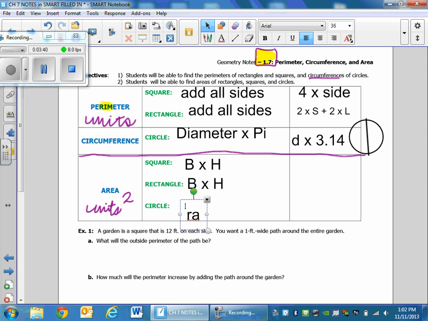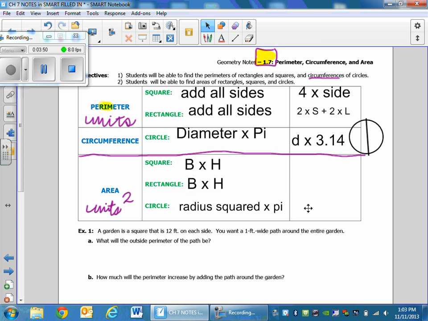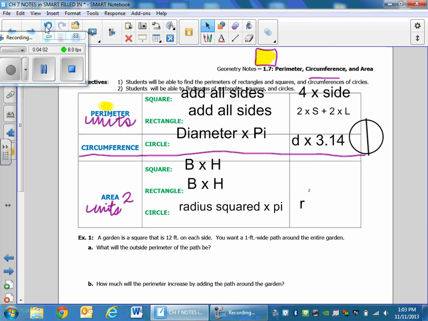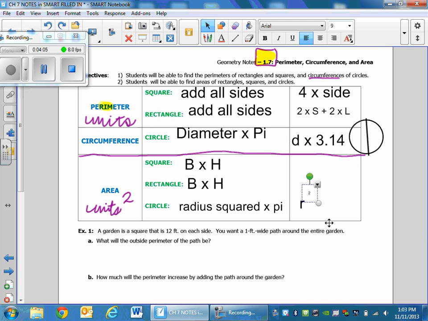So let's do radius squared times pi. And then that would be r squared times 3.14, r, a little baby 2 up here, r squared, which means r times r, and then times pi, and we're going to let pi be 3.14, so let's get that in our notes. And then just to refresh what radius is, half of a circle, so from the center to the outside.